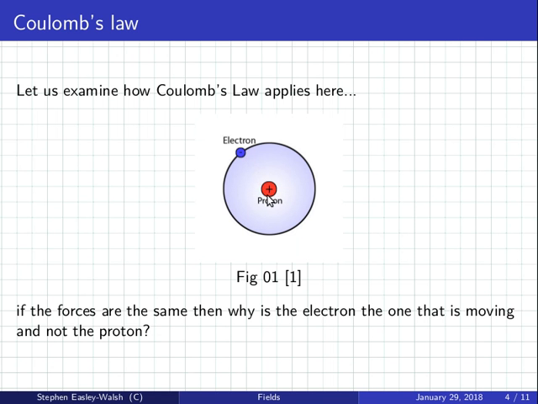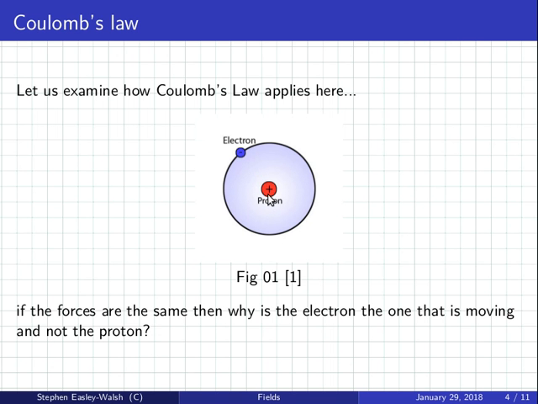But the proton also feels a force. Which direction is this force moving? It'll be towards the electron. Now how big is that force? Well, that'll be the charge of the proton times the charge of the electron over the distance squared, which is the same. So maybe there's 1 Newton being pulled here and 1 Newton here. But if the forces are the same, then why is it that the electron moves and the proton does not?